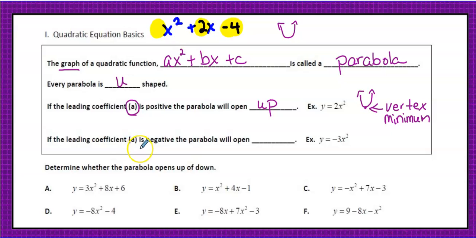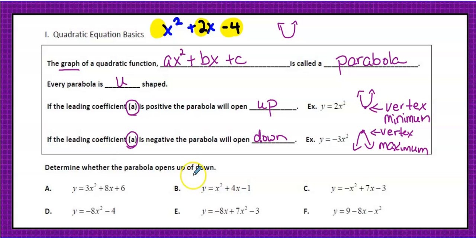Okay. If the leading coefficient a is negative, the parabola will open down. In other words, the arrows will point in a downward direction, and this is still the vertex. The vertex would be called a max or a maximum in this case. So if the leading coefficient is negative, it has a maximum. If the leading coefficient is positive, it has a minimum. So the a value is the leading coefficient.